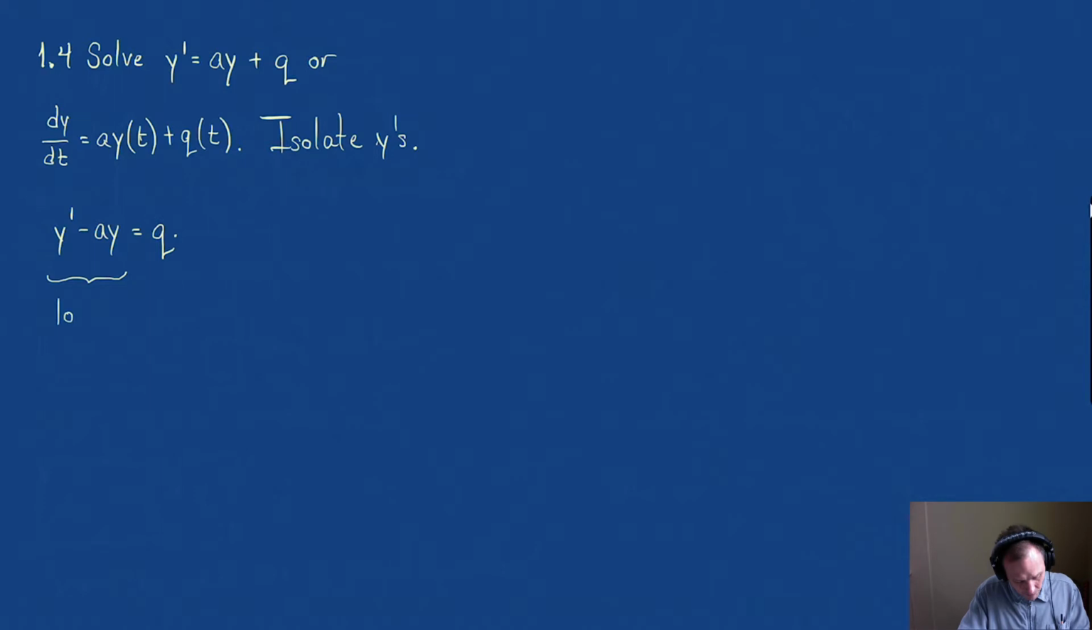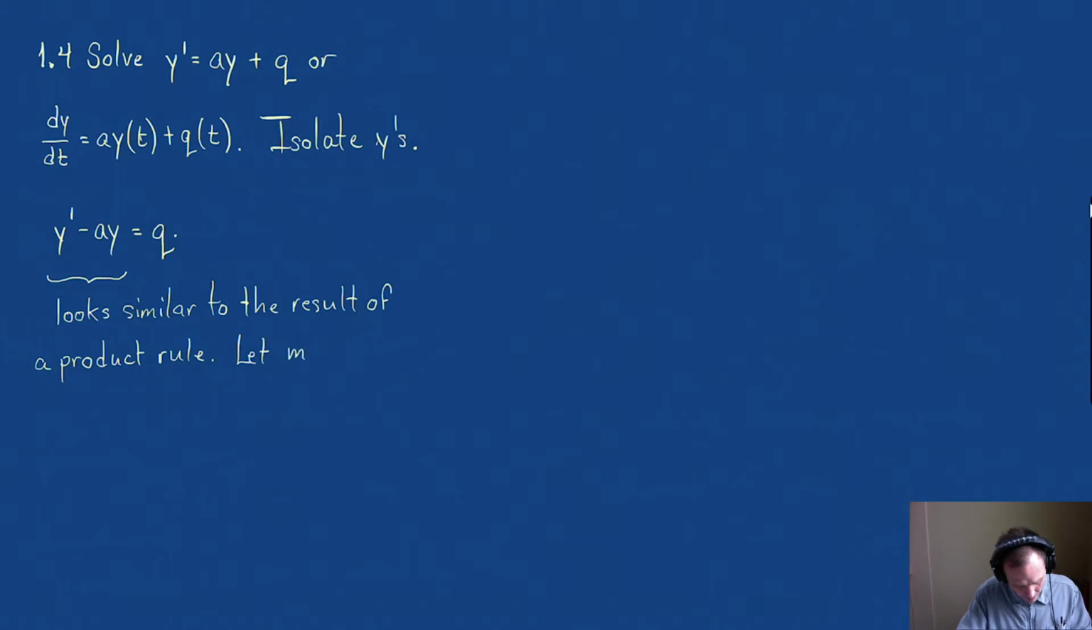It looks similar to the result of a product rule. I mean, imagine this. Imagine that if I had some function m, so let m be a function. Oops, I'm going to use capital M. So let m be a function of t.